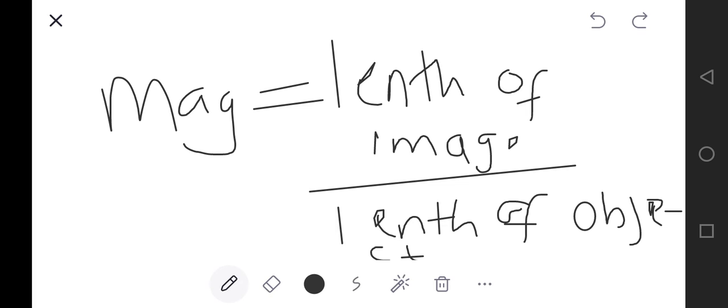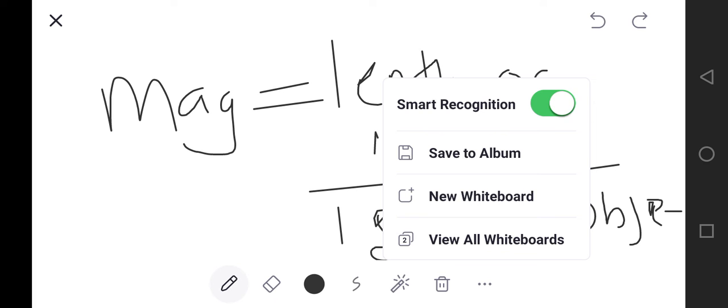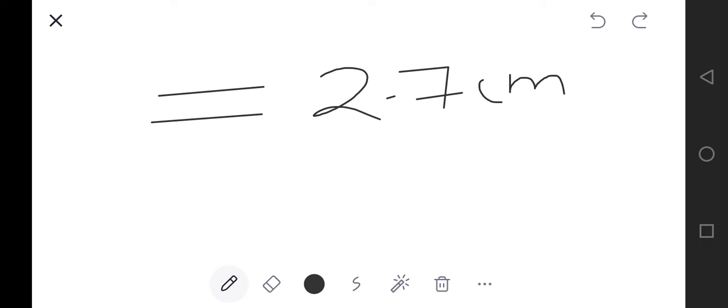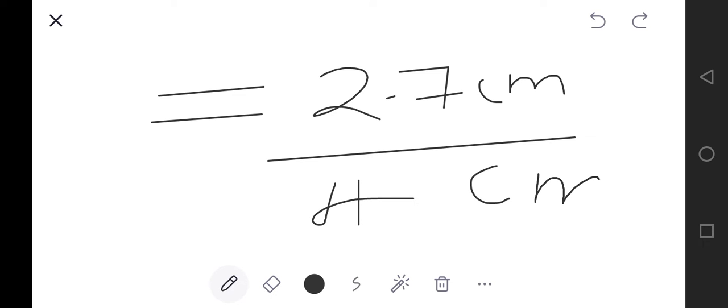So now, remember, that's the way we calculate for magnification. On the next scenario, we will now indicate: we found that the image length was 2.7 centimeters. Then the length of the object was already given, not so? 4 centimeters, yes. So what will happen is that these centimeters will cancel, okay?